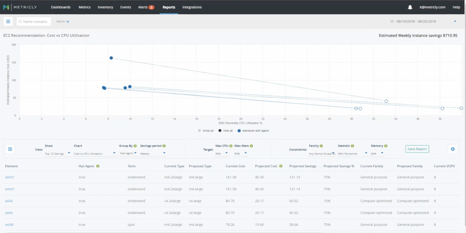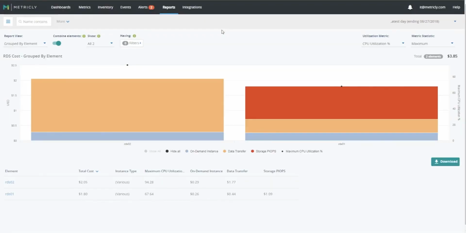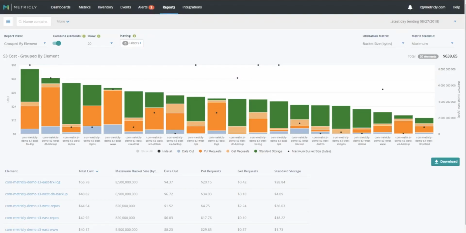As with our EC2 cost report, we can also track the performance of your RDS instances and compare your costs with how well they are being utilized. You can use the same filters and toggles as our EC2 cost report to see which RDS instances and compare their costs to which utilization metric you see fit. Our S3 report works the same way as our EC2 and RDS cost reports and will show you the breakdown of what you are paying for within your S3 bucket and how they're being utilized.